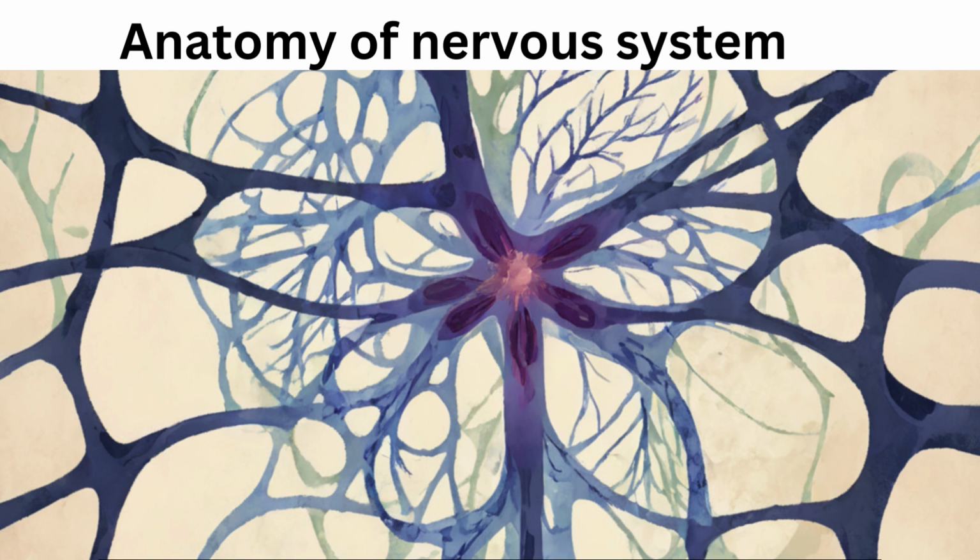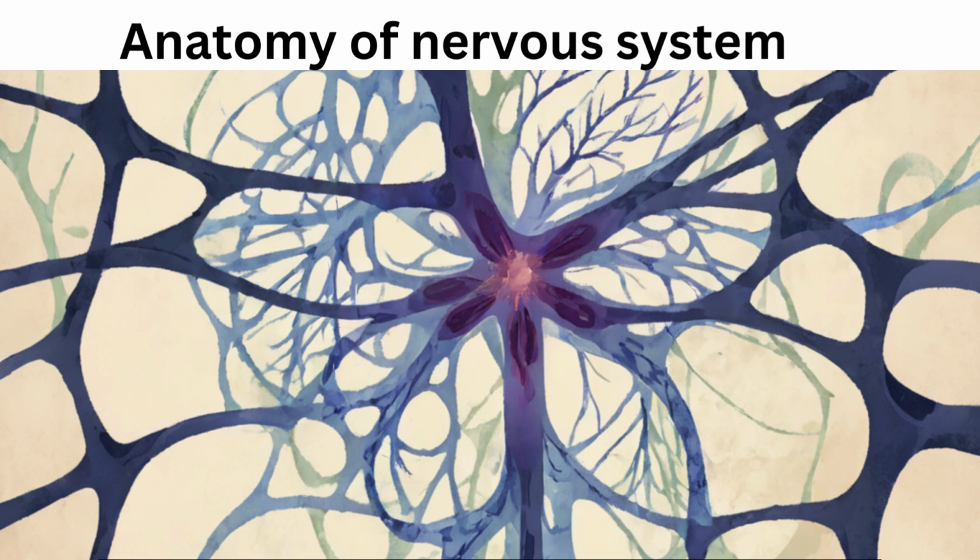Today's topic is Anatomy of the nervous system. The nervous system is a complex network of cells and tissues that coordinates and controls various functions of the body. It plays a crucial role in processing information from the external environment, regulating internal body processes, and enabling communication between different parts of the body.